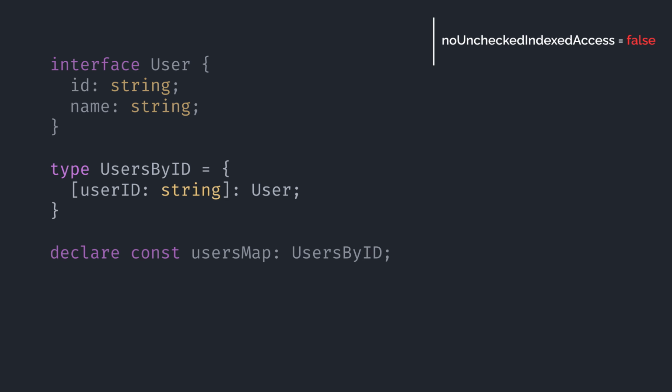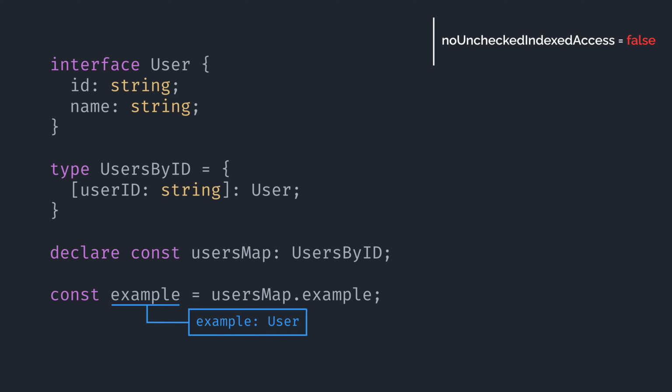For example, if you have an object that maps IDs to users, you can use an index signature to describe that. With that in place, we can now access any properties of users map and get a user in return. But that's obviously wrong. Not every property in our users map will be populated. So usersMap.example should not be of type user. It should be of type user or undefined. That seems like a perfect job for strict nullchecks, but it's not.